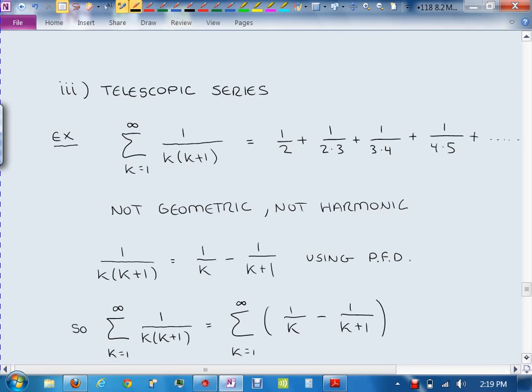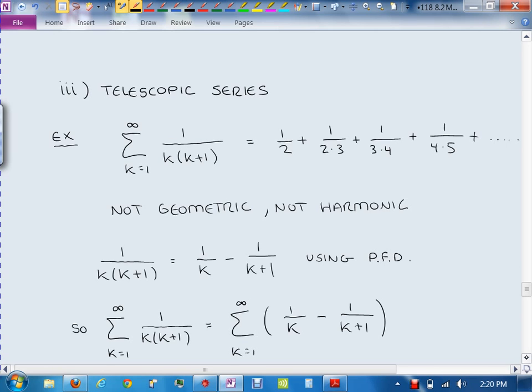It's not geometric. Why? These aren't going up by powers. Geometric is all about powers, right? R to the n. This is 2, then 6, then 12, then 20. They're jumping by a multiple, but it's not going up by powers. Do y'all see what I'm saying? So it's neither one. Okay, so check this out. We start with this, and we turn it into this. Recognize that?